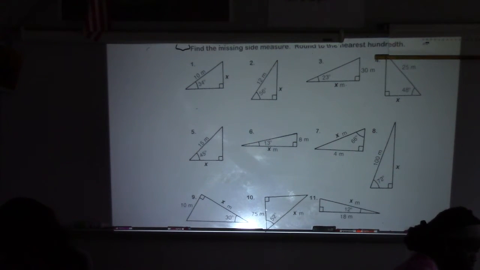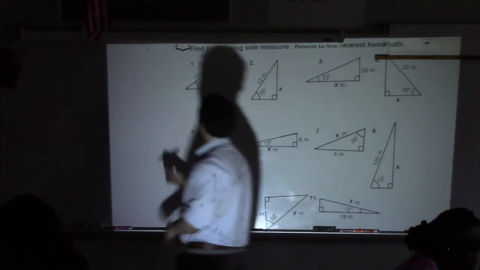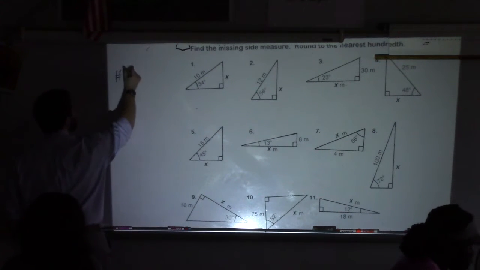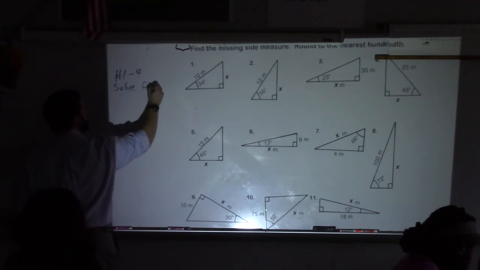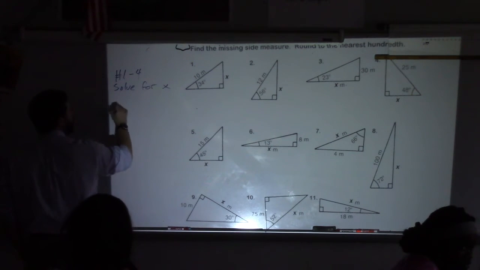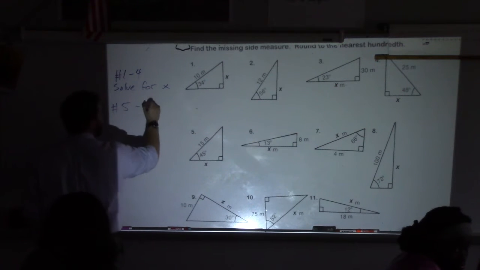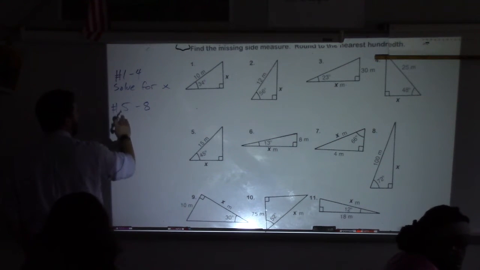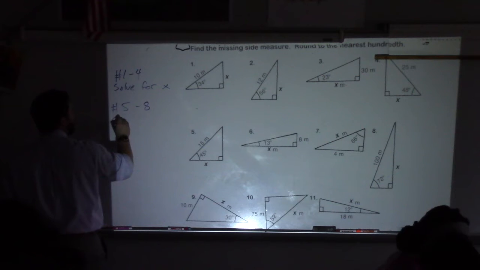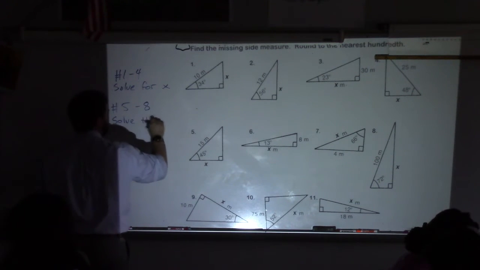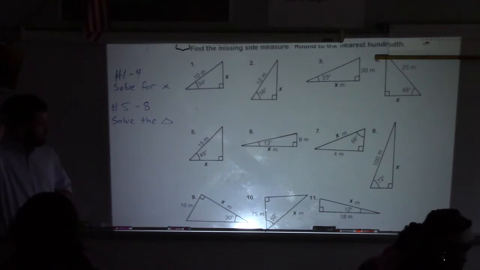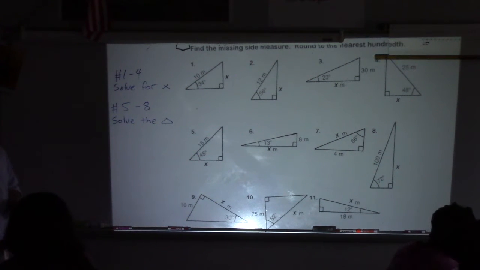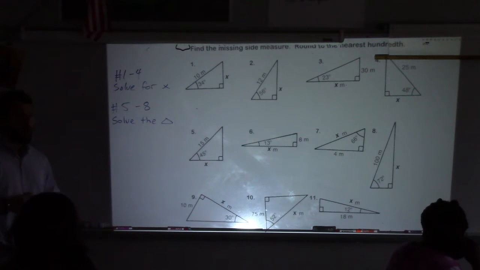So I want us to do this right now. Numbers 1 through 4, solve for x. Numbers 5 through 8, solve the triangle. I don't know why so many of us are talking. And then if we get to 9 through 11, we will just solve for x again. So what I want us to do is make sure we all understand how to approach this problem.